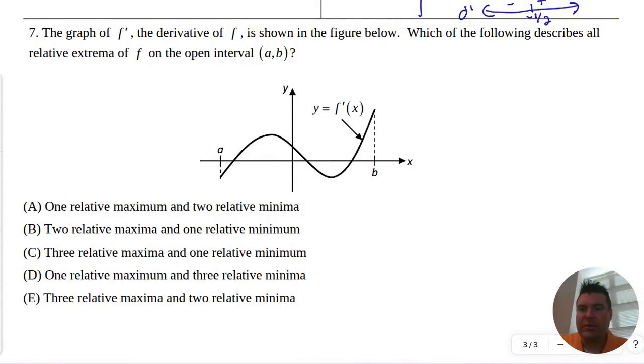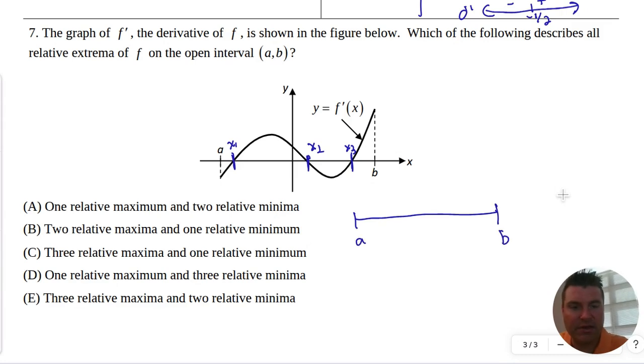Our last question here, we have the graph of f prime, which is given to us. Super nice. Which of the following describes the extrema of f on the open interval? This is between a and b. Real quick, since those are a and b, I'm going to just go ahead and note some of these. This is going to be x sub 1, x sub 2, x sub 3. So I'm going to make a sign chart here from a to b. And this is of f prime.